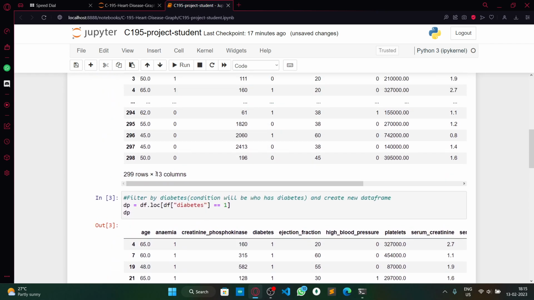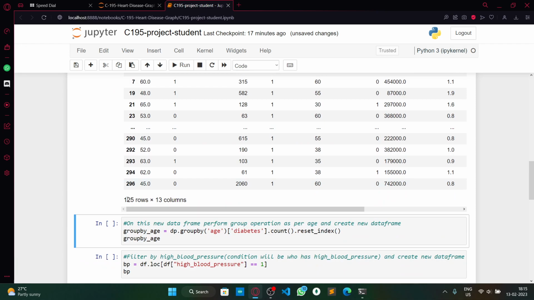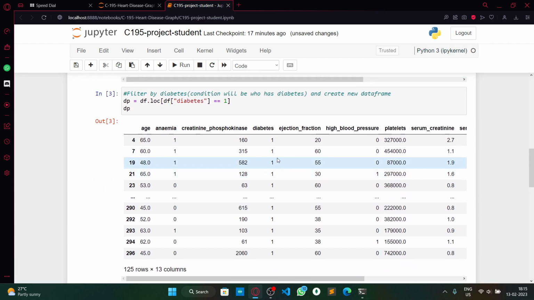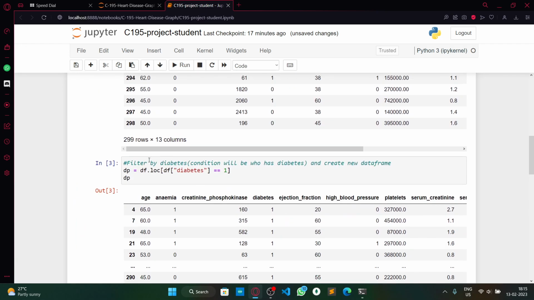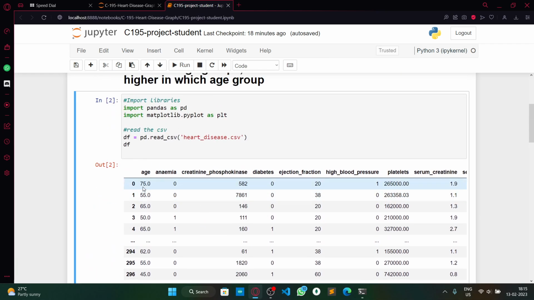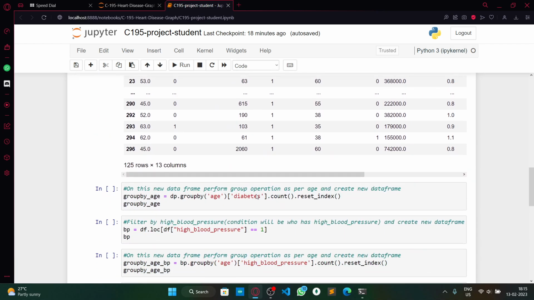So this was 299 rows, sorry, 299 rows, out of which 125 rows have people with diabetes. So it's not a big data set, only 300 rows. 0 is also a row, so we get a total of 300.